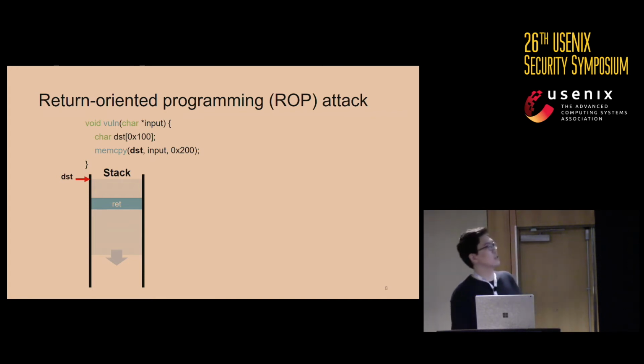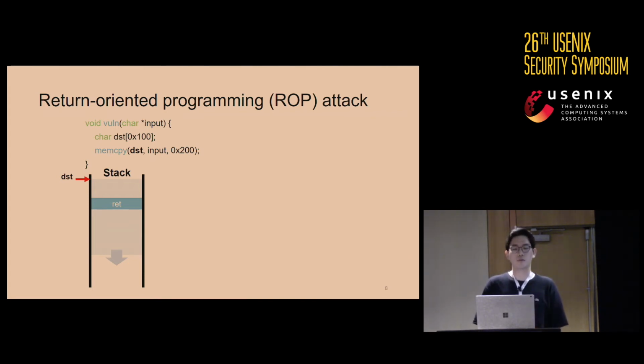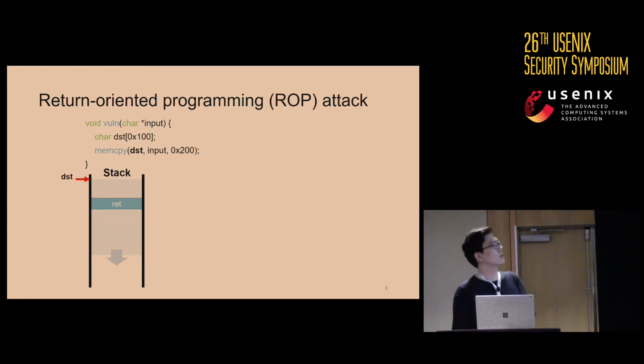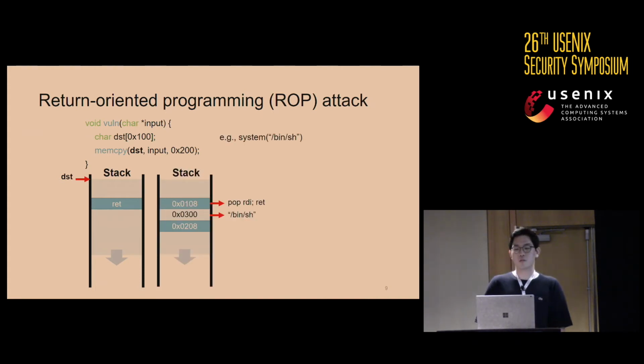Before I give you the details, let me briefly go over how return-oriented programming works against traditional programs. When the attacker doesn't have the capability to inject code into the program, the attacker uses code snippets called gadgets. To do that, the attacker first hijacks the control flow of the program. As shown in the code, the vulnerable memcpy allows the attacker to overwrite a return address stored in the stack. Now let's assume that the attacker wants to invoke the system function to get a shell.